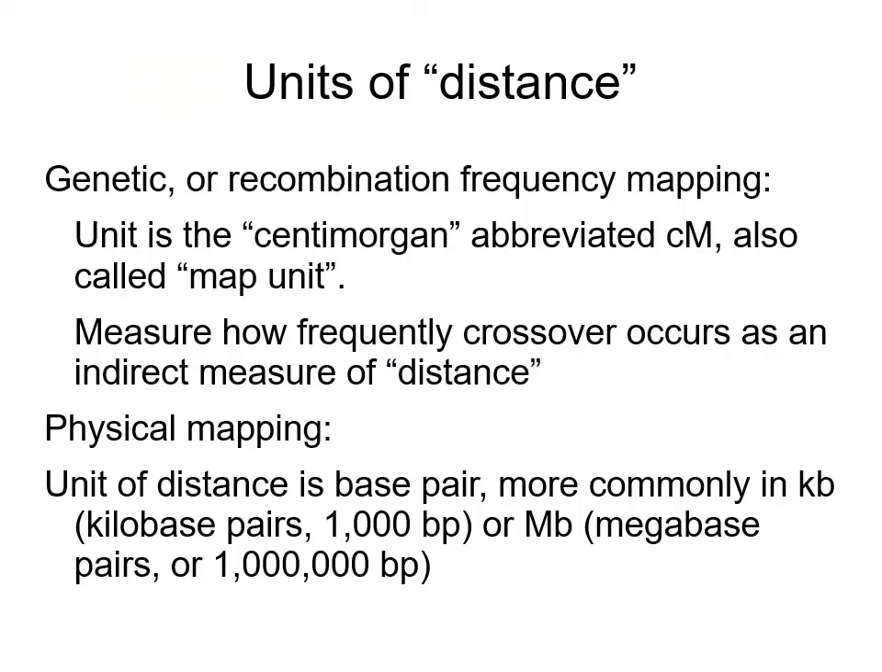Okay, so the unit of distance in genetics, of course, is recombination frequency. It's also called a map unit or a centimorgan, and it's simply measuring in a genetic cross how frequently crossover occurs as an indirect measure of distance. Now, physical mapping, of course, is in units of base pairs, or kilobase pairs when we're talking about genes, and megabase pairs when we're talking about chromosomes.